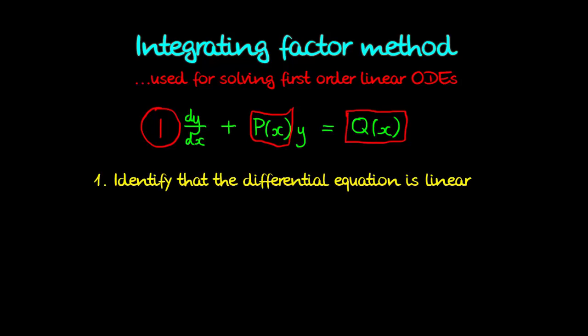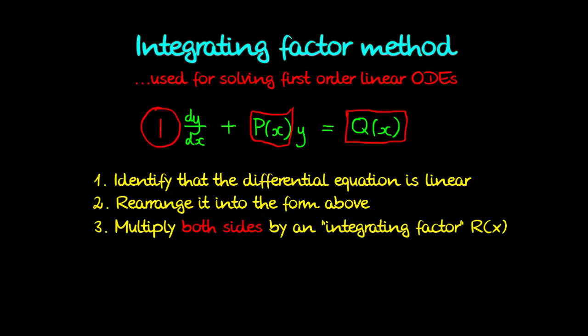So the way to solve these is first of all to identify that the differential equation itself is linear, and then to rearrange it into this form that we've got above, so get the coefficient of dy by dx to be equal to 1, rearrange it so that everything involving y is on the left hand side and everything that isn't is on the right hand side.